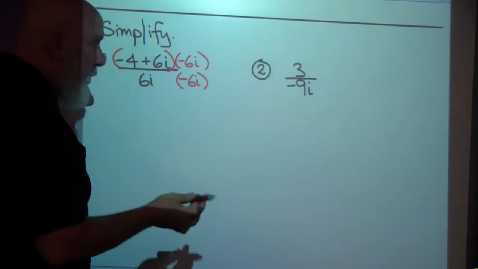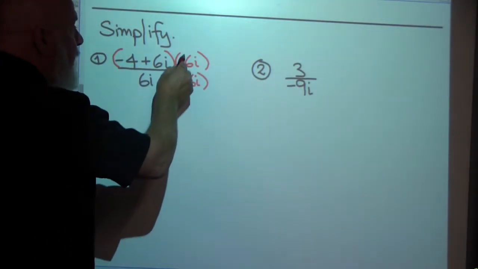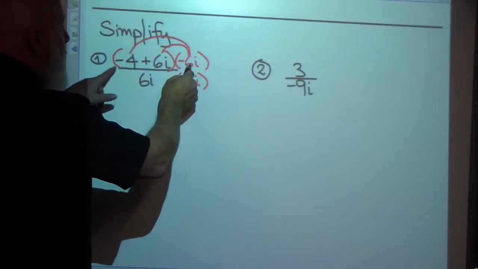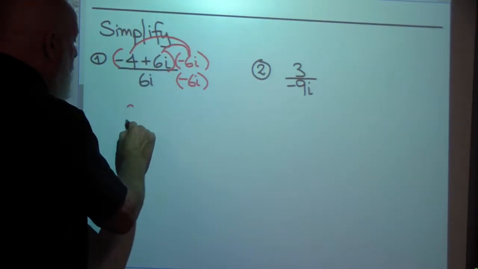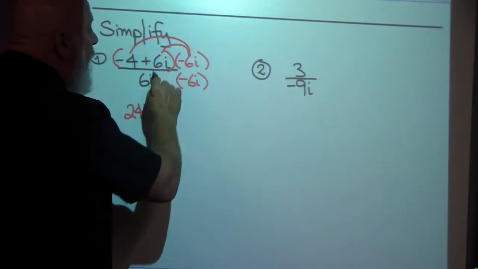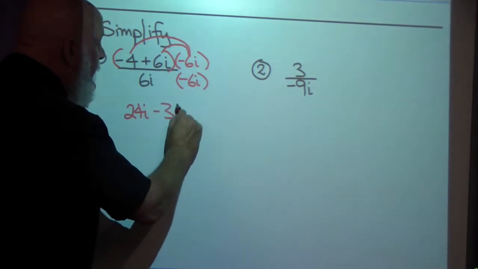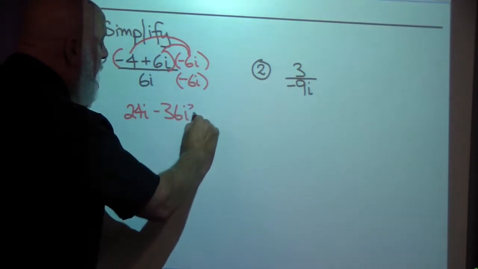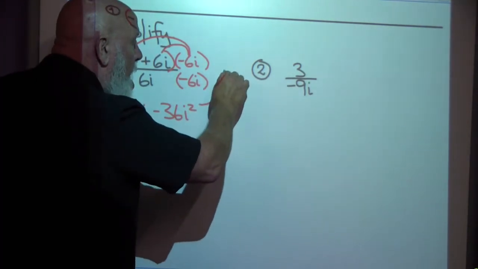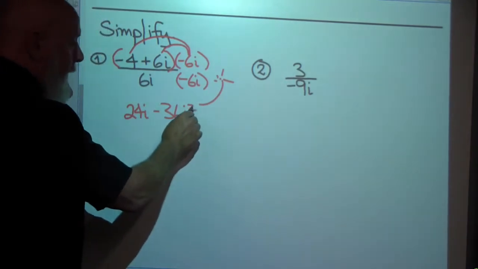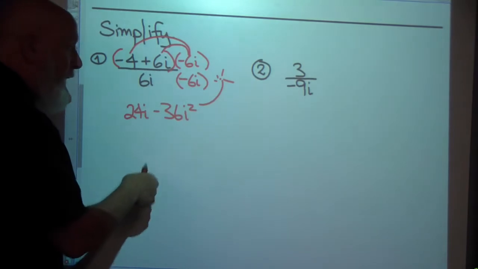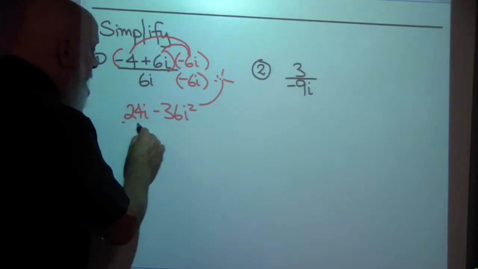We've multiplied complex numbers before, so I'm just going to go ahead and multiply the top by distributing. And that will give me positive 24i minus 36i squared. And remember, i squared, that's actually negative 1. Remember that? Little flare here. So this is negative 36 times negative 1, and when I rewrite that, I'm going to call that positive 36.